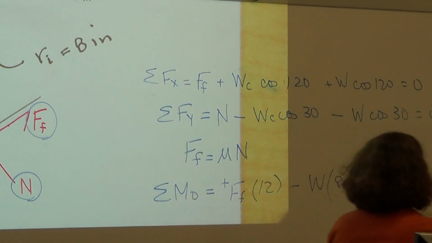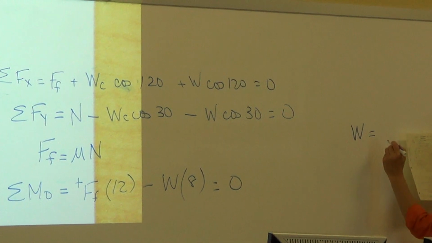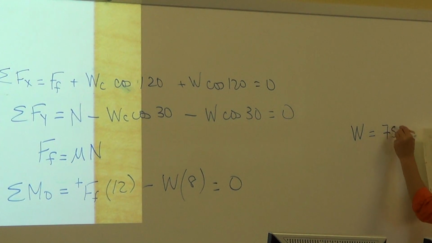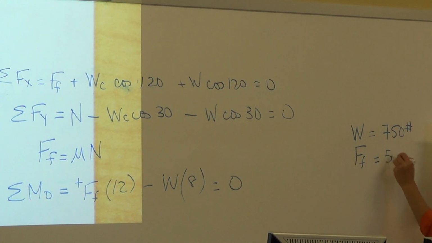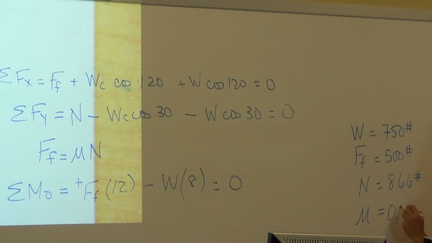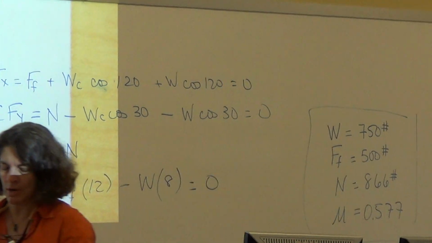And in the end, these are the values. W equals 750 pounds. The frictional force is equal to 500 pounds. Normal is equal to 866 pounds. And mu is equal to 0.577. So this is what the solutions are from those four equations, four unknowns.